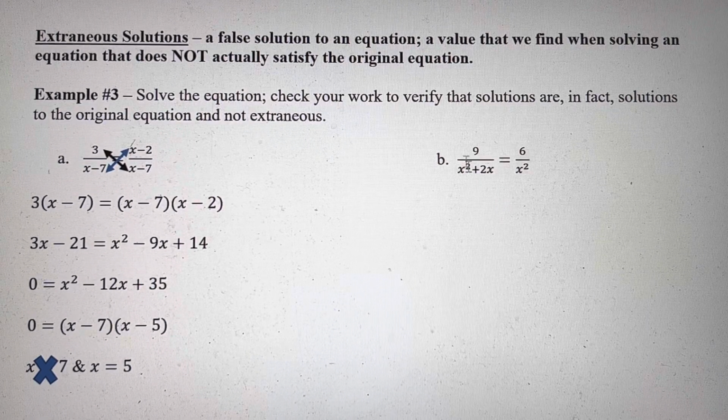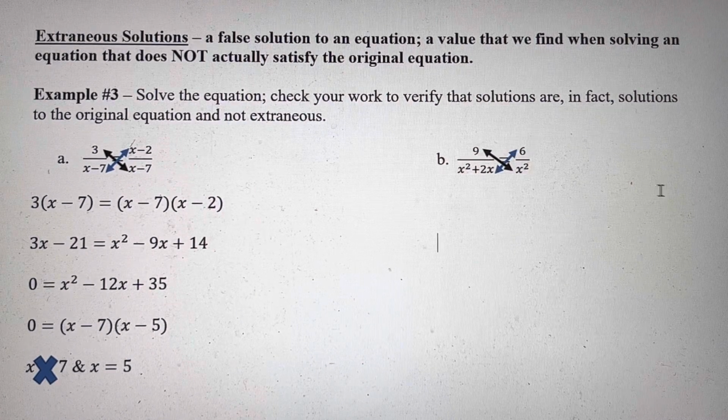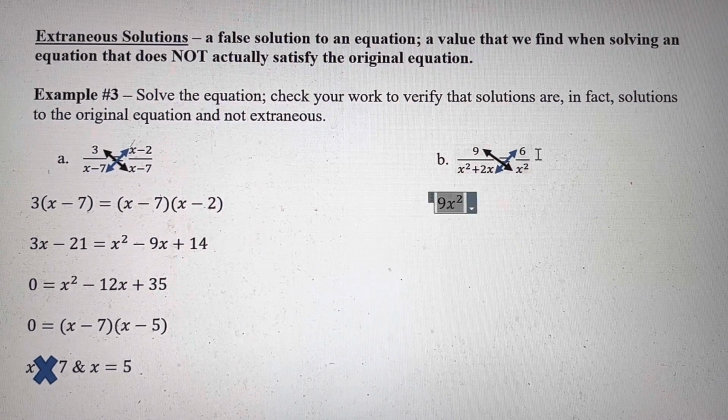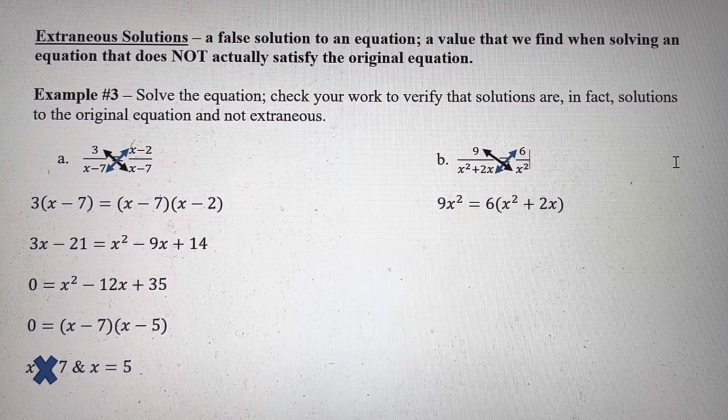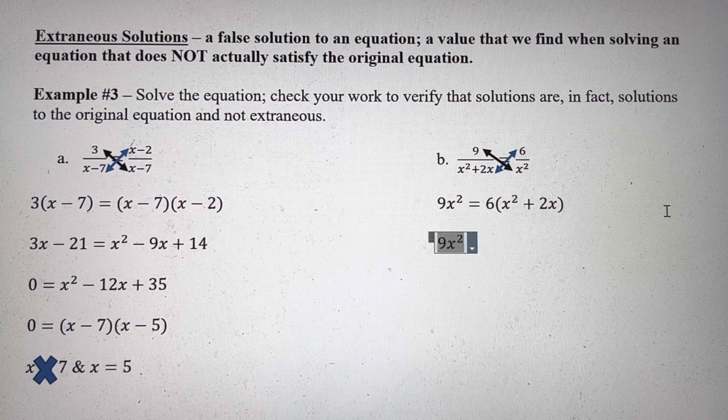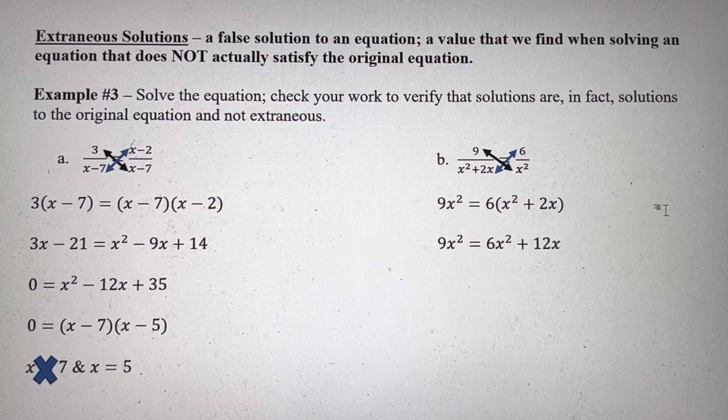All right, same type of rational equation here. We're going to use cross multiplication here. Okay, so on the left side, I'm going to do 9 times x squared. On the right side, I'm going to do 6 times this denominator, x squared plus 2x. Okay, distribute on the right side. That gives me 6x squared plus 12x.